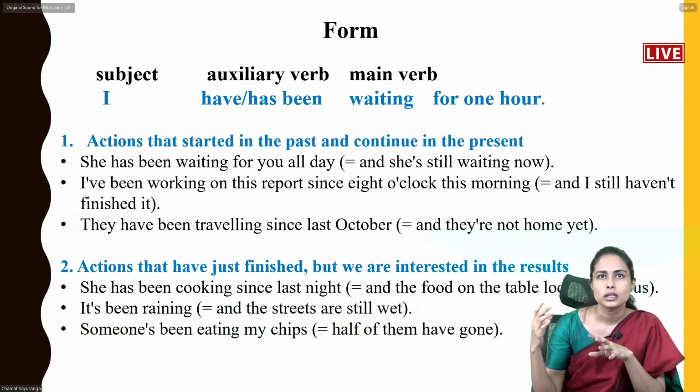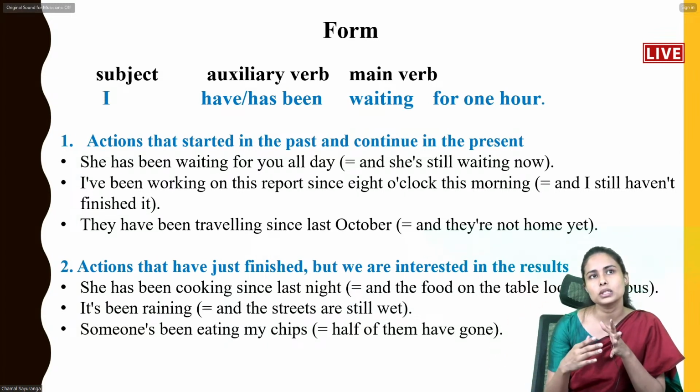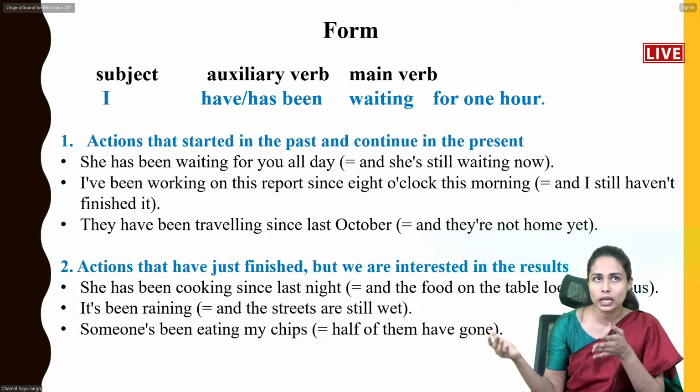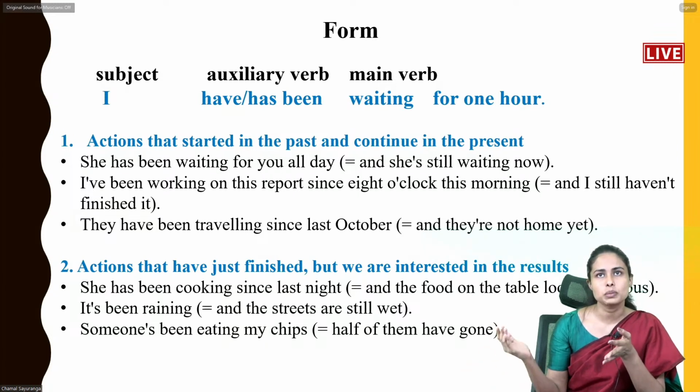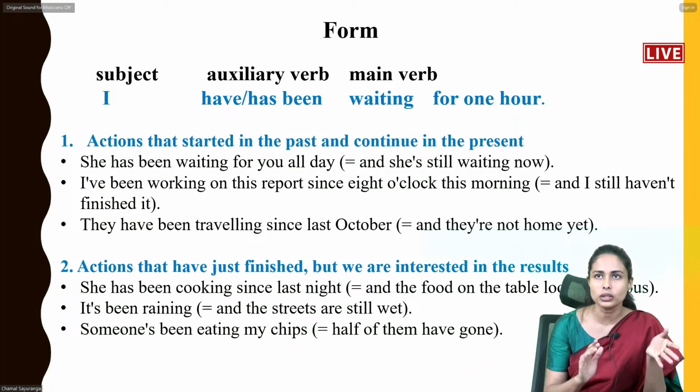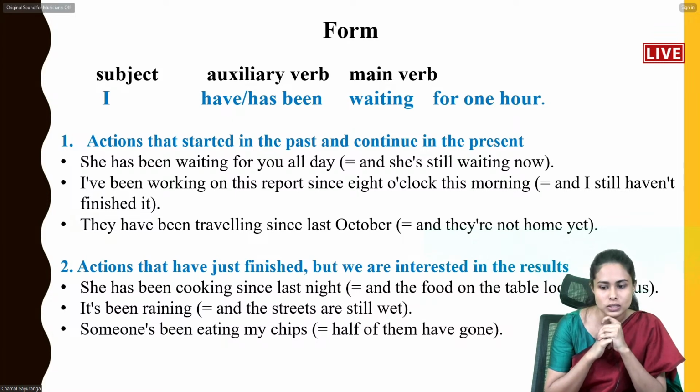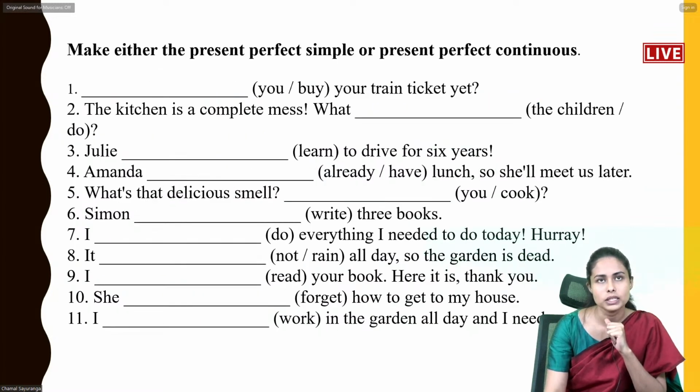Then, if you want to emphasize the duration, if you want to emphasize that there is a particular duration, an action going on, then you can use present perfect continuous. If not, then you can use present perfect tense. Right? I hope it is clear, and then to check whether it is clear, let's do this small activity.